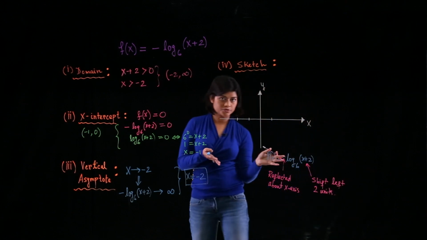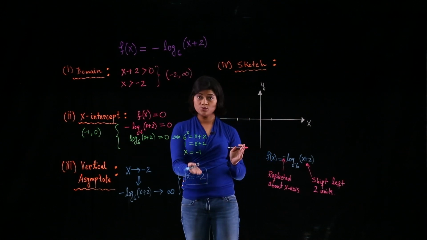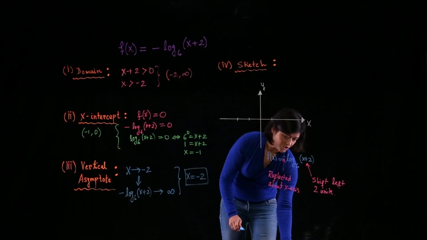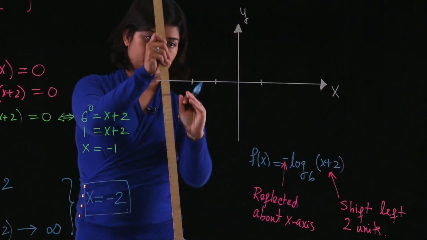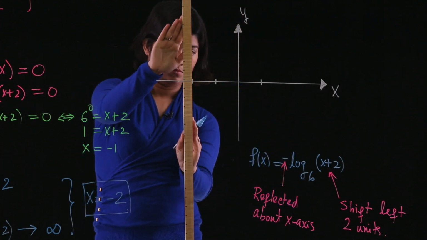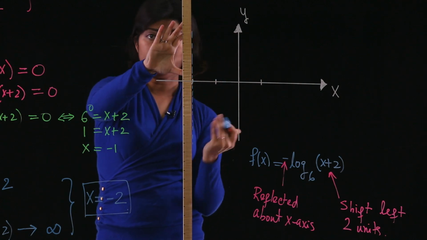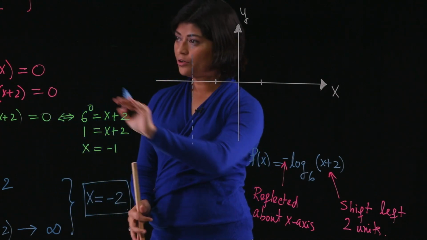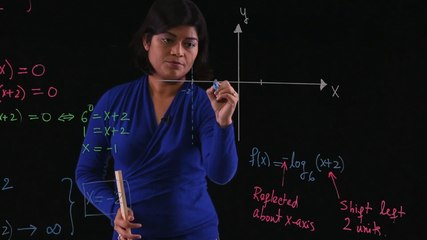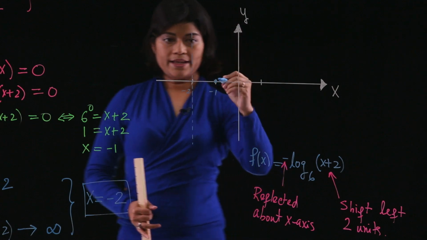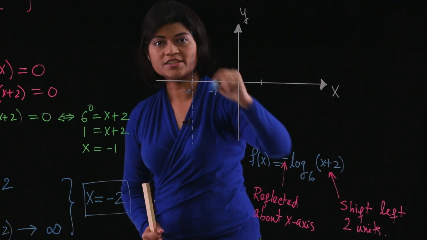Okay, so let's use those facts. And we also know the vertical asymptote is x equals negative 2, which means this is negative 2. This vertical line will be a vertical asymptote. Okay, we know the x-intercept is negative 1, 0. So that means the graph will pass through this point. And we also know that as x is approaching negative 2, the function will approach positive infinity.